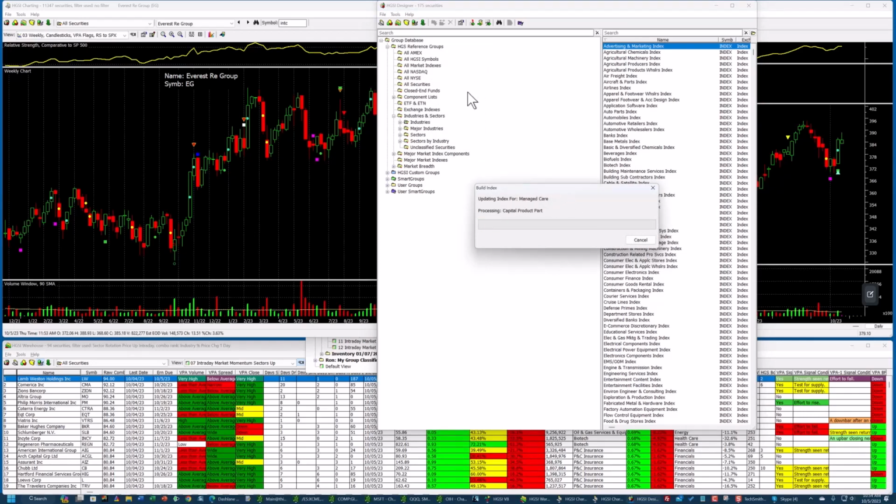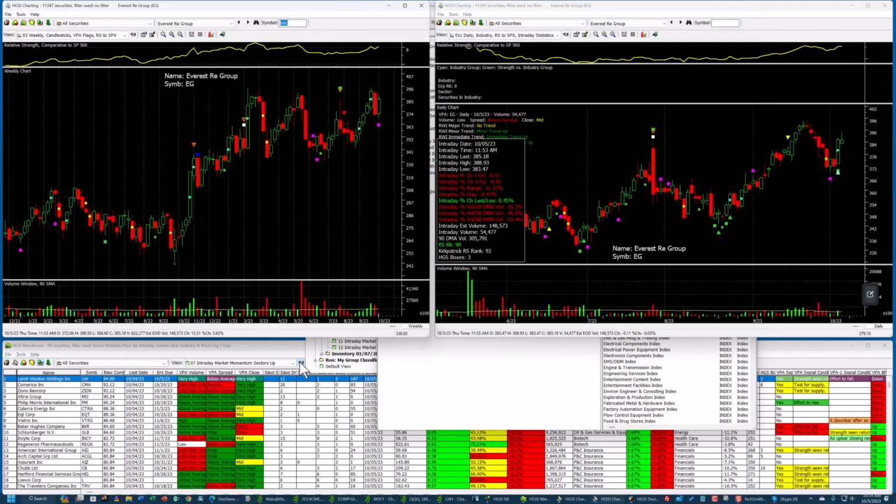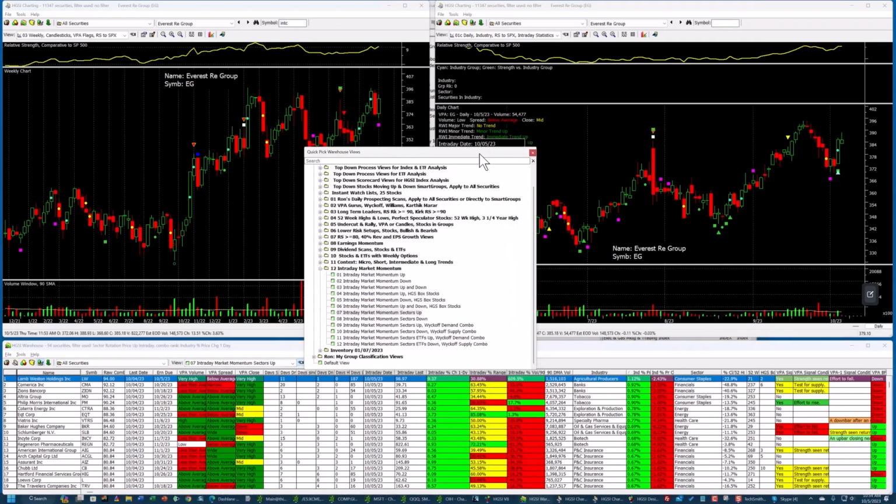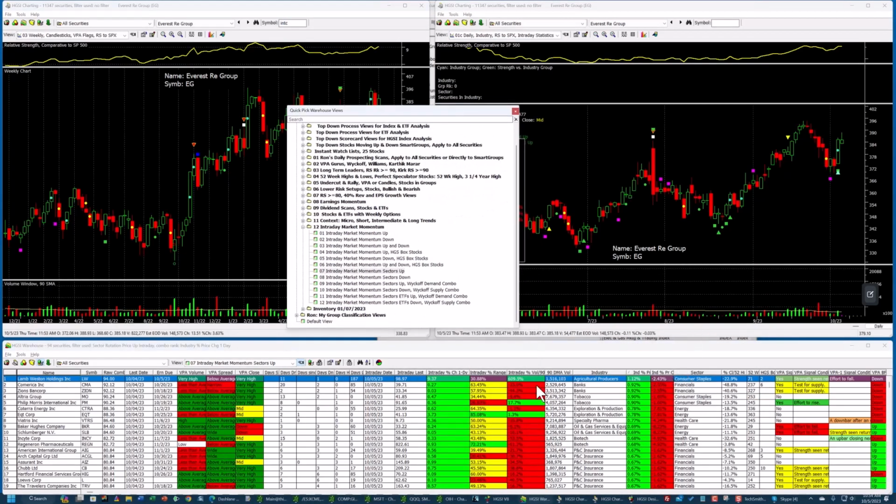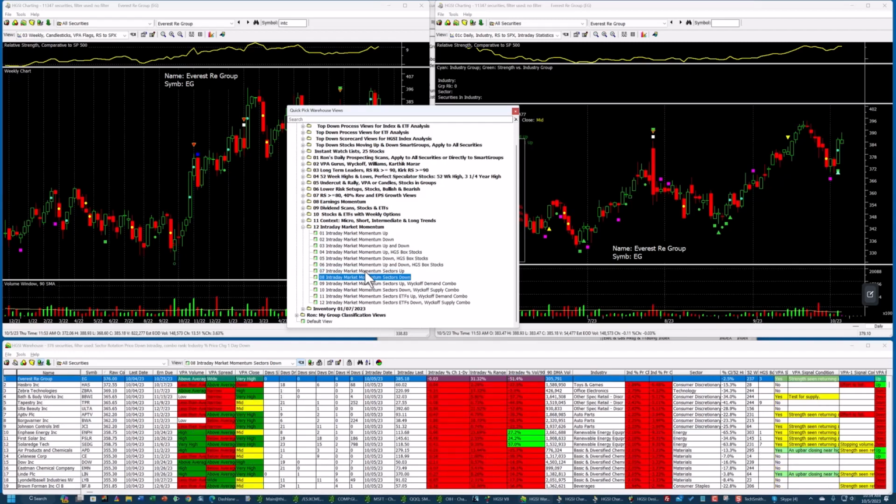Just takes a few seconds to do this. And the reason I do this is because the sort on these momentum scans, the combo, is based upon the industry percentage price change for the day. Now I'm calling these the intraday market momentum, and these are the scans I had in here. I call them sectors up and down, even though I'm sorting on industry percentage price change up and down.